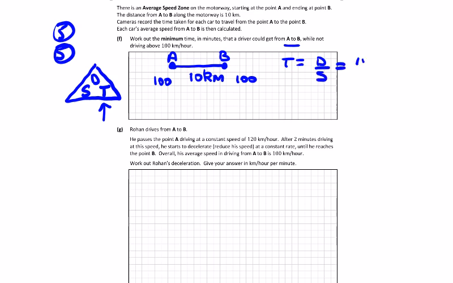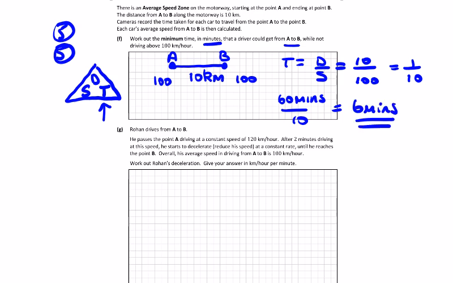The distance is 10 kilometers and the speed is 100. So that's 1 over 10 for time, and that's in kilometers an hour. So that will be a tenth, 60 minutes. Did they ask for the minutes? Yep, 60 minutes divided by 10 would be 6 minutes here for part A.